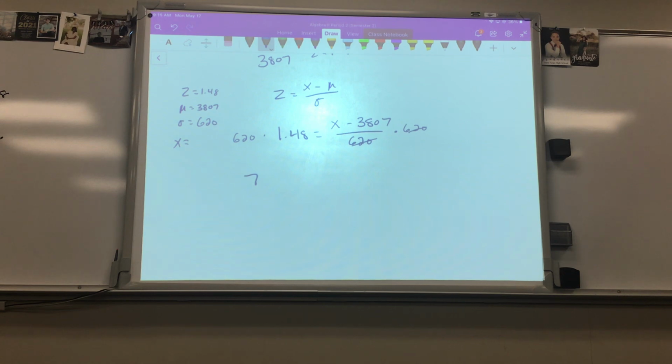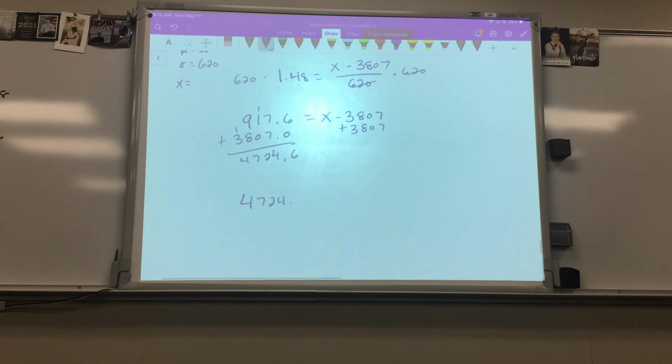917.6. If I add that over, so Carson Wentz would have to throw for 4,724.6 yards, correct? He has to do that or more, right? If he does more than that, that still keeps him in that top 7%. Anything less, he's not getting that bonus.